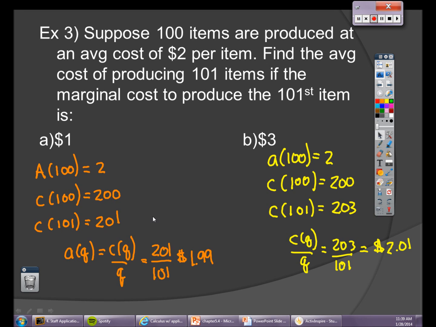If your marginal cost is less than the average cost, it's going to reduce the average cost. If your marginal cost is more than the average cost, it's going to increase the average cost. When marginal cost equals average cost, that's going to be a critical point of average cost. And average cost is going to be minimized.